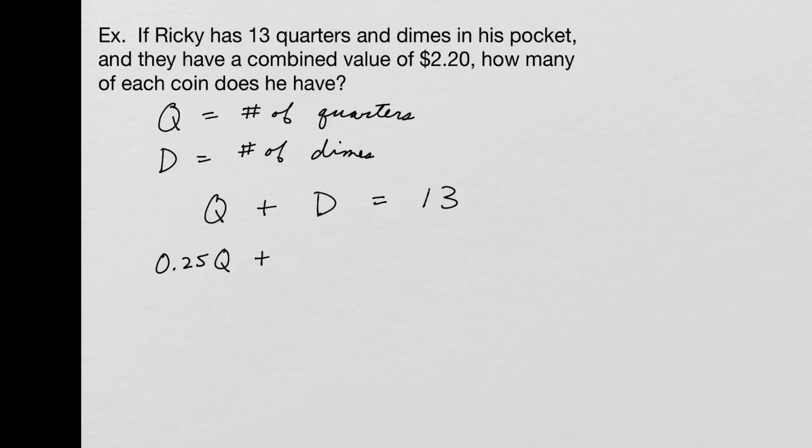And then how much money do I have coming from the dimes? Well, it would be 0.10 times D, because each dime is worth 10 cents, or $0.10. And that's got to equal the total amount of money, which is $2.20. Okay, so that's it. We have our two equations in two unknowns. Now the easier part is actually solving it. The hard part is coming up with those two equations, coming up with this system.